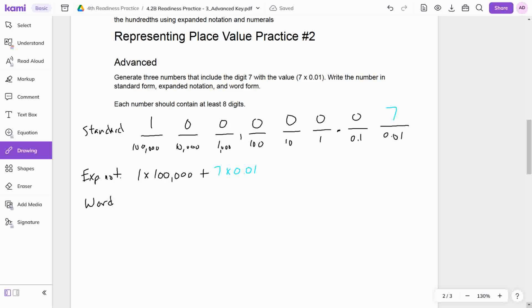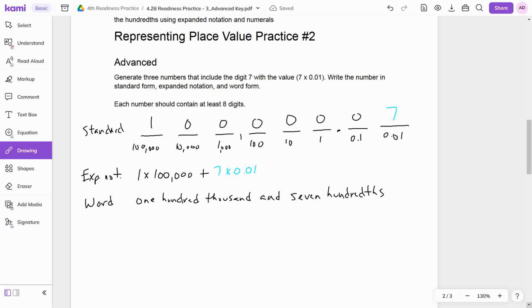Okay, and then the word form is going to be 100,000. And we say the decimal with the word "and." So 100,000, we don't worry about any of the zeros, and 7 hundredths. All right, so that's going to be what we would put for there.